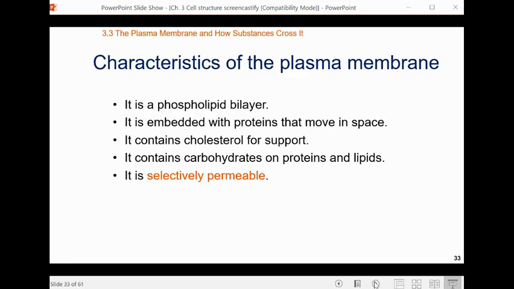The characteristics of the plasma membrane start with the phospholipid bilayer. I want to remind you this is built out of lipids and it's in two layers. These lipids are embedded with proteins that can move around in space. There's cholesterol for support and carbohydrates on proteins and lipids. This is a selectively permeable membrane.